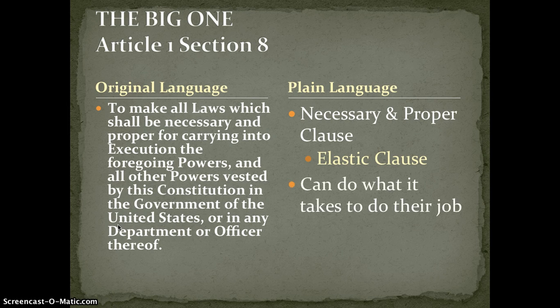Now what this is saying is the government can do whatever it takes to do their job, which means if it's not in the Constitution directly, potentially they could still do it if it's necessary, if it's needed, and proper, if it's okay, which means usually proper is going to be decided by the Supreme Court.